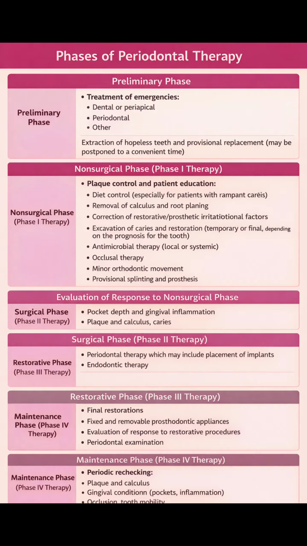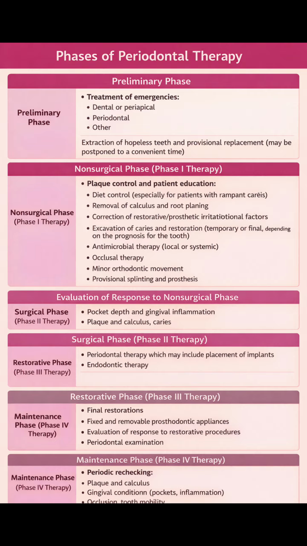Then comes the scaling and root planing. This involves removal of supragingival and subgingival calculus, plaque biofilm, and contaminated cementum. The objective is to produce a smooth root surface that allows gingival healing and reattachment. Now next is the correction of local factors. All plaque retentive factors such as overhanging restorations, faulty crowns, and ill-fitting prostheses are corrected during this phase.